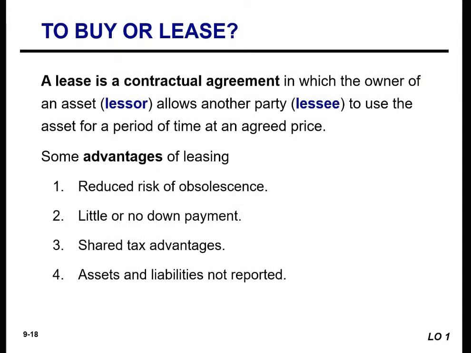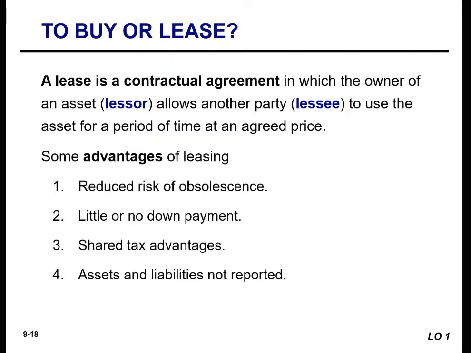An alternative to actually purchasing an asset is leasing. In a lease, the owner of the asset, the lessor, allows another party, the lessee, to use an asset for a period of time at an agreed upon price. Some advantages of leasing an asset versus purchasing it are reduced risk of obsolescence, little or no down payments, shared tax advantages, and then assets and liabilities are not reported in operating leases.